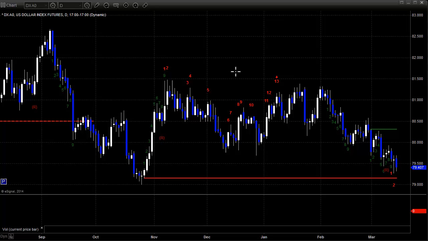So here's a look at the dollar index daily chart. Been focused on this for a while. We had this 13 sell signal back at the beginning of January, and that's contained the market since then. It has sort of run its course at this point as we complete a 9-bar move to the downside. That sort of wraps that up.